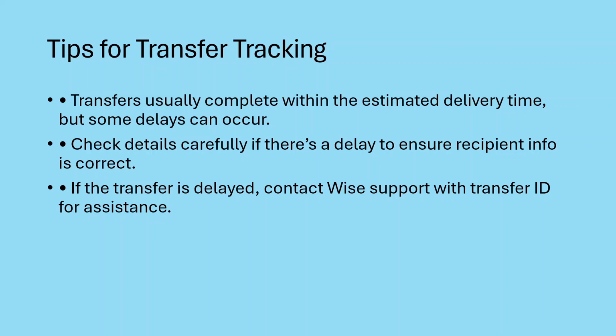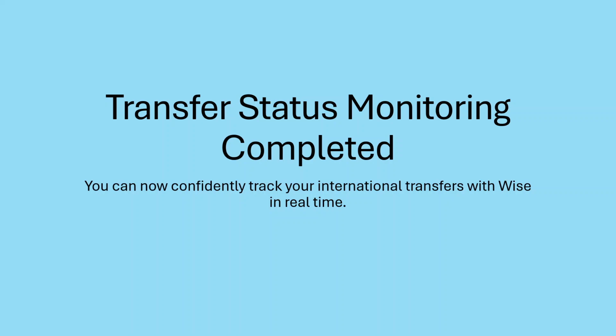Now I have some tips for transfer tracking. Transfers usually complete within the estimated delivery time, but some delays can occur. You can check details carefully if there's a delay to ensure recipient info is correct. If the transfer is delayed, contact Wise support with transfer ID for assistance. And that's how you check your transfer status with Wise.